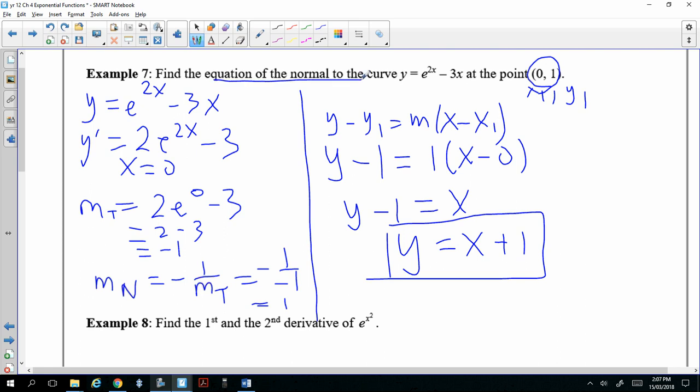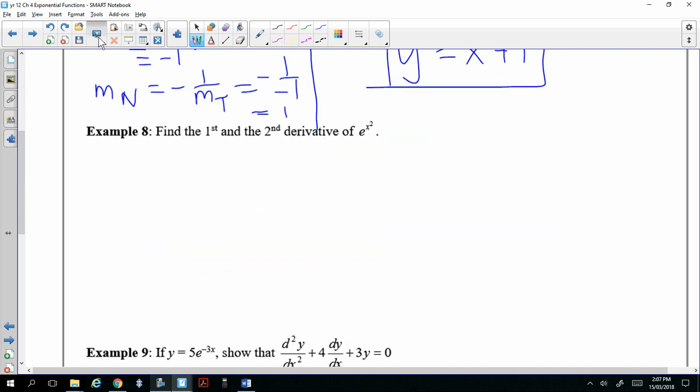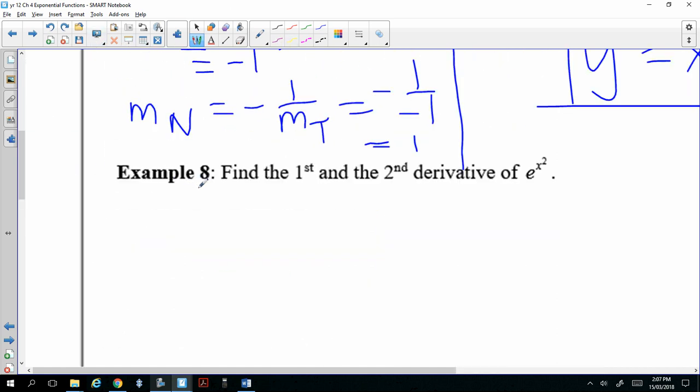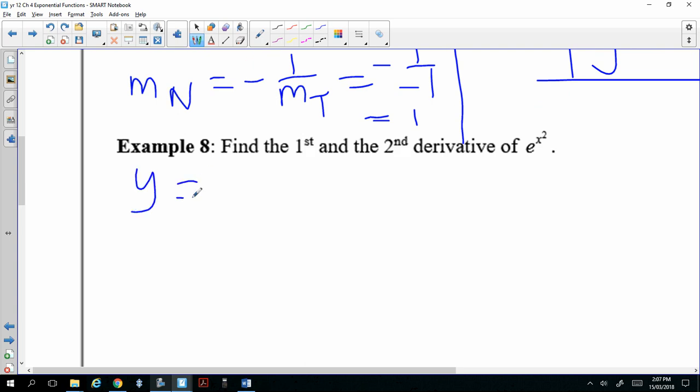Right, done? Good. Okay, next one. Example 8. Find the first and second derivative. Pretty easy. e to the power x squared, first derivative. You differentiate the power, which is 2x, e to the power of x squared. Okay?